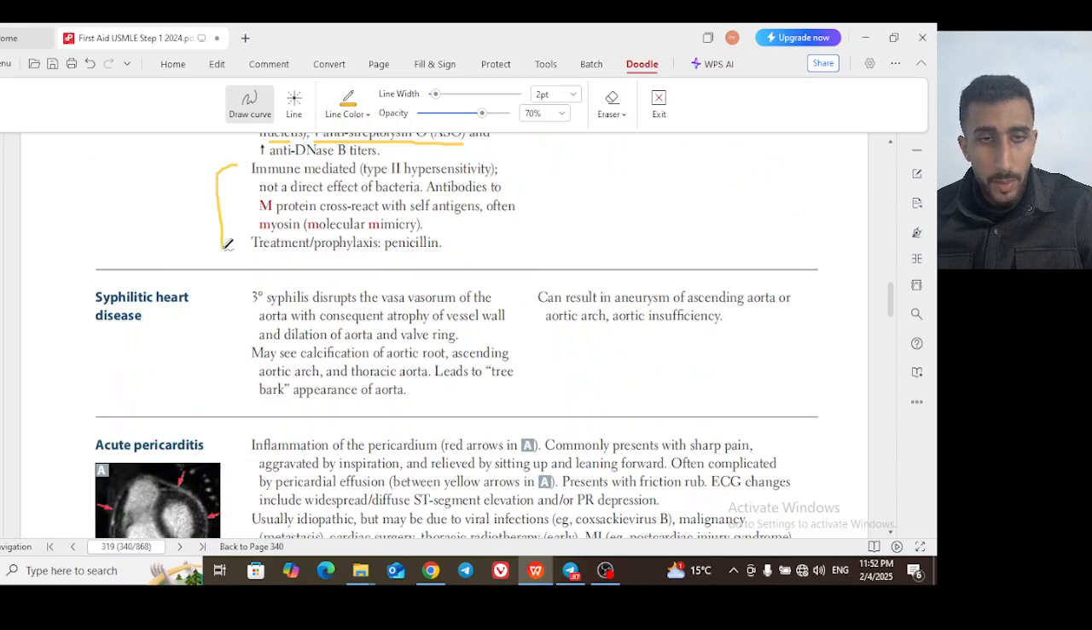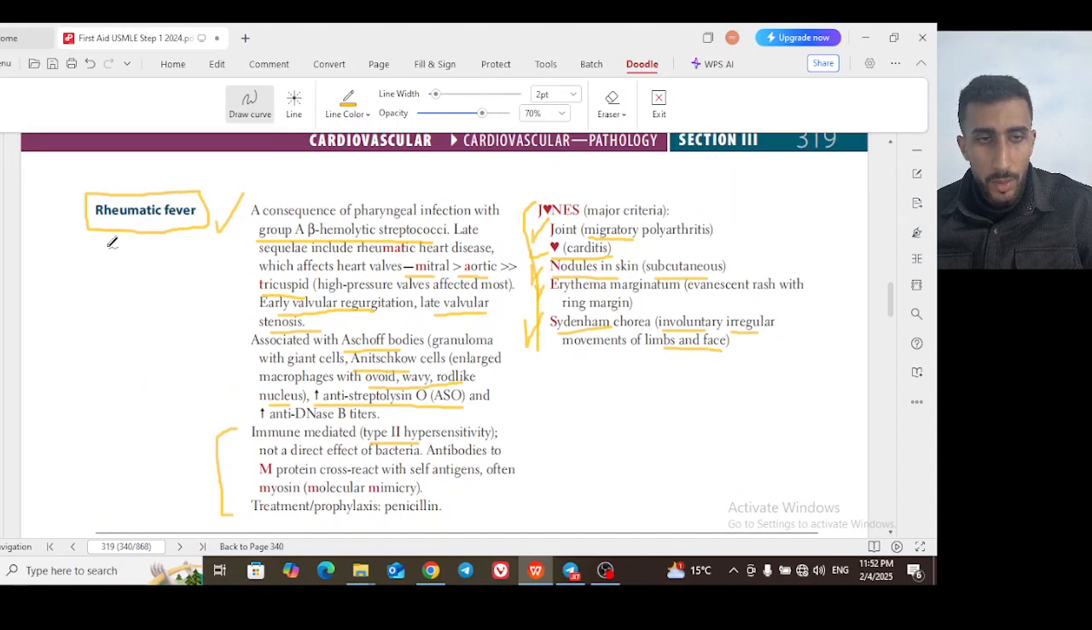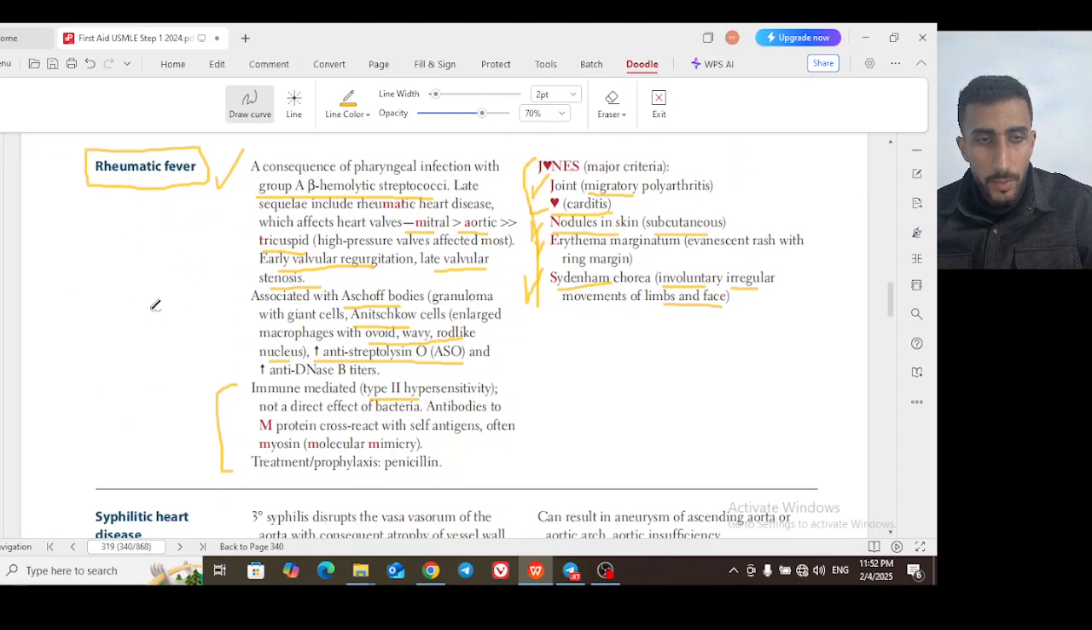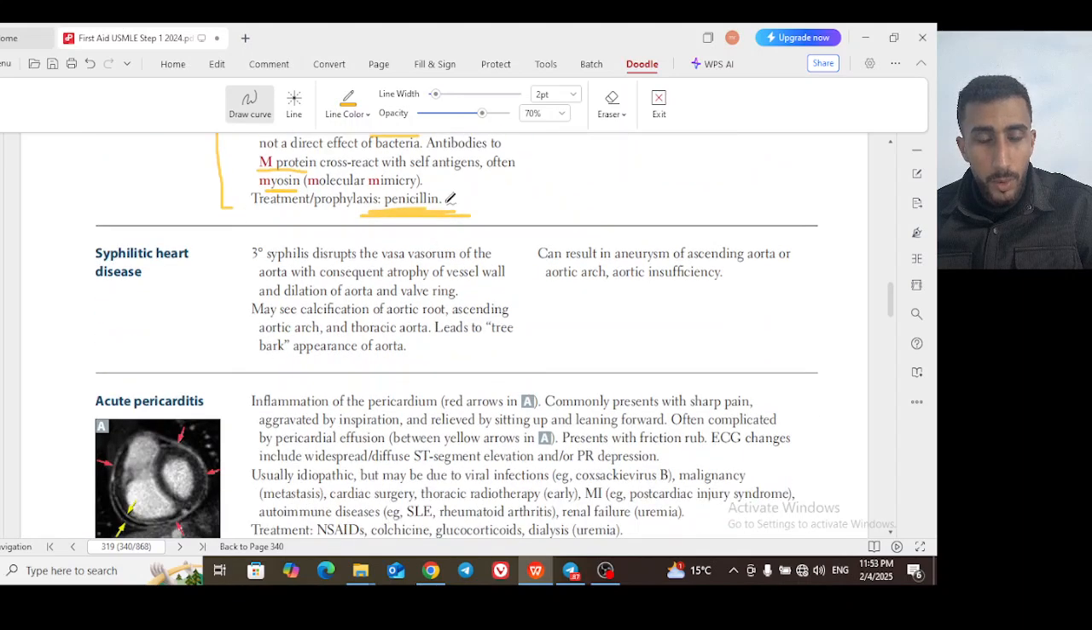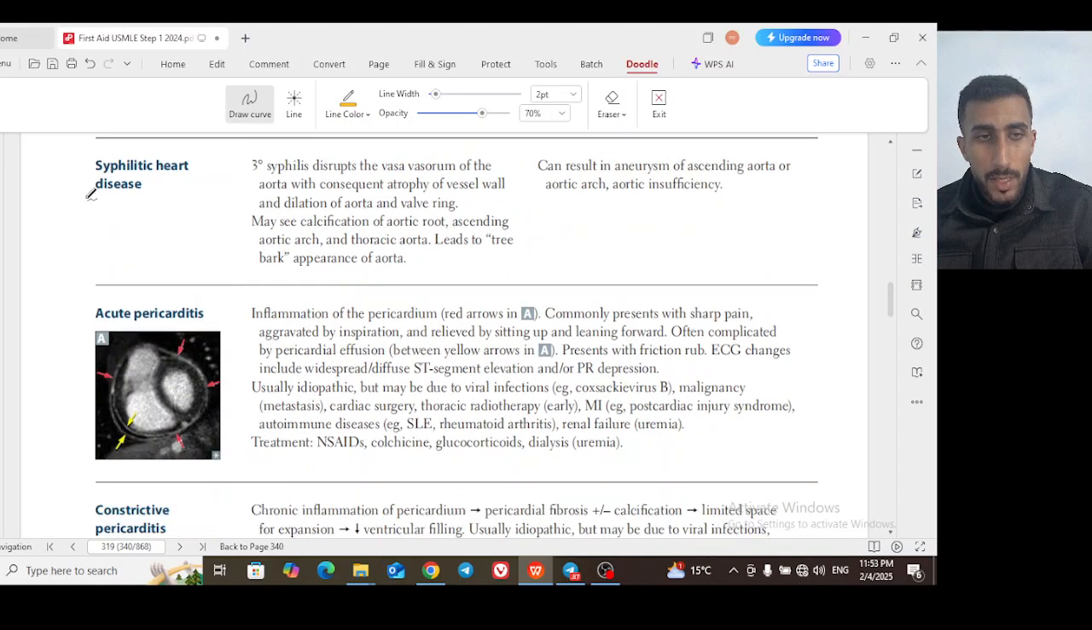The immunological defect behind that is a type 2 hypersensitivity reaction. You have to know that rheumatic fever is not the direct effect from the bacteria, but there is something called the M protein. Antibodies are formed against that M protein. The M protein is part of the bacteria, and at the same time there is myosin. So you have antibodies against the M protein, which will cross react with the self antigen, which is the myosin. The treatment and the prophylaxis are very high yield. You will give penicillin for treatment, and the patient may be put on prophylaxis with penicillin for many years.